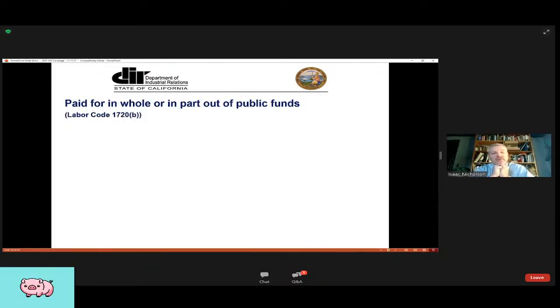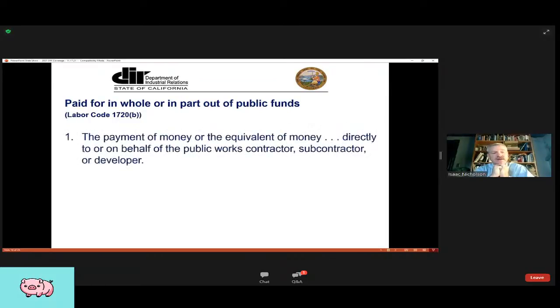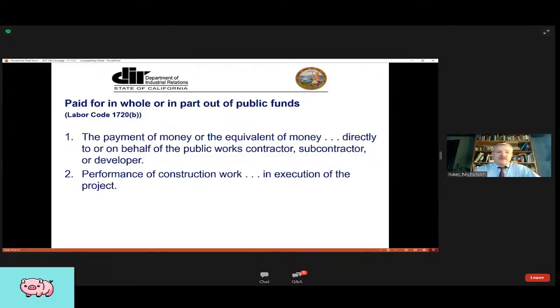So, paid for in whole or in part out of public funds. It's 1720B, and this section, so what are public funds? The payment of money or the equivalent of money directly to or on behalf of the public works contractor, subcontractor, or developer. The performance of construction work in the execution of the project. What that means is, if a political subdivision of the state, or the state itself, is performing work in conjunction with otherwise private work, that contribution of work has a dollar value, and it should be considered public funds if we're trying to figure out if the subject project is a public works project.